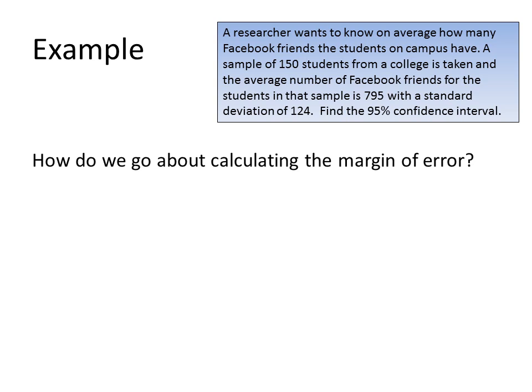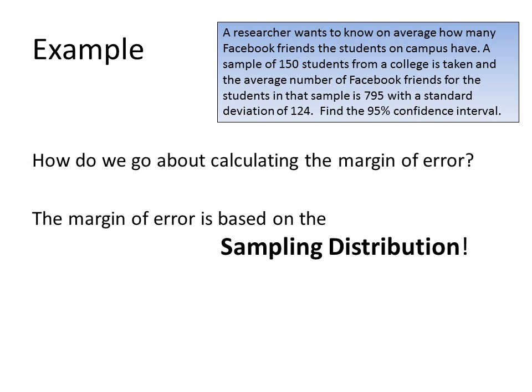So let's go back to our example. How do we go about calculating this margin of error? Notice here, what we're going to ask is to find the 95% confidence interval. In order to find that, we need to be able to calculate that margin of error. Well, the margin of error is based on the sampling distribution. So we'll be using the sampling distribution in order to figure out what this margin of error needs to be.